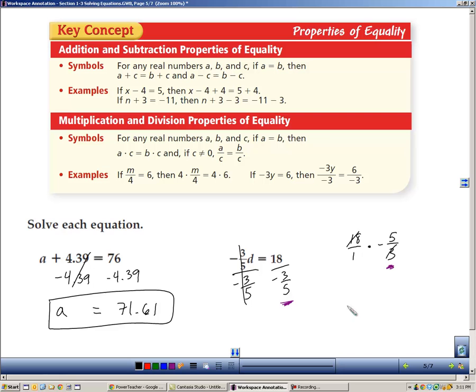3 and 18 will cancel, leaving us 6. 6 times negative 5 is negative 30. So technically what we did is we used the division property of equality because we divided, but then we used a little trick of multiplying by the reciprocal to solve it.